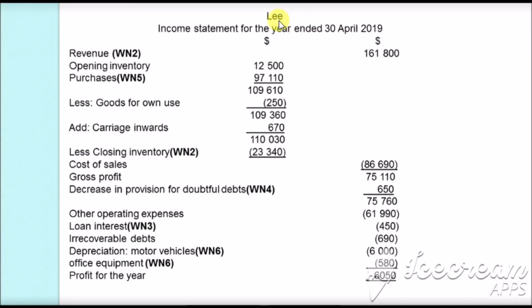Now let's make Lee's income statement for the year ended 30th April 2019. We'll start with the revenue, which was calculated in the second working notes as $161,800. Then we'll take the opening inventory, which was given as $12,500. To this we will add the purchases, which was calculated in the fifth working notes as $97,110.